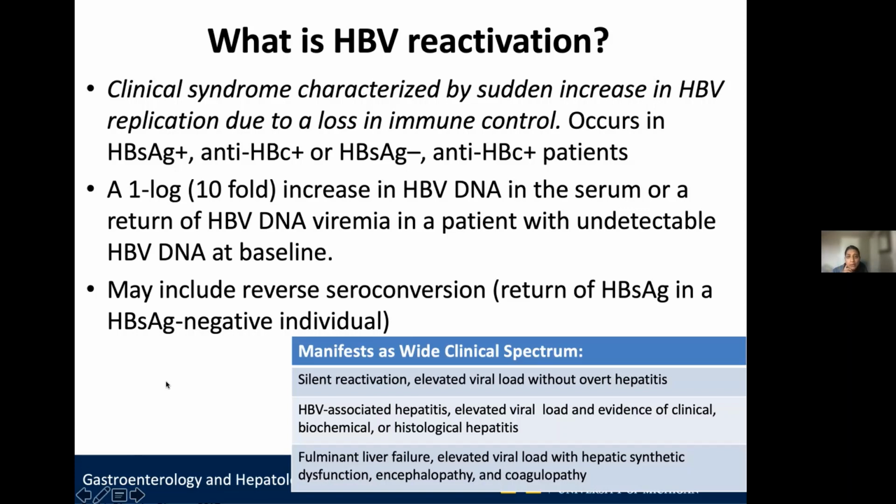The other thing to keep in mind is that Hep B reactivation can manifest along a wide clinical spectrum. It can be silent, maybe a small elevation in the viral load without even overt liver test elevations or inflammation. In the middle of that spectrum would be a hepatitis, where liver tests are elevated, patients might have symptoms, and there is an elevated viral load. And at the other end of the spectrum is fulminant hepatic failure, which has been reported. We've all seen cases of it, unfortunately, and it's unfortunate because it can be prevented.